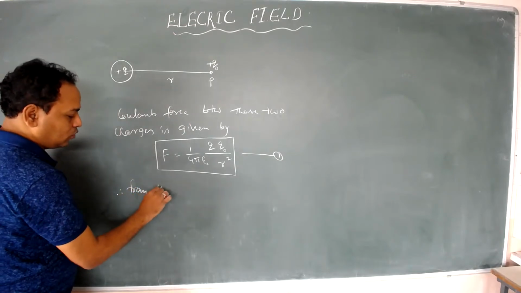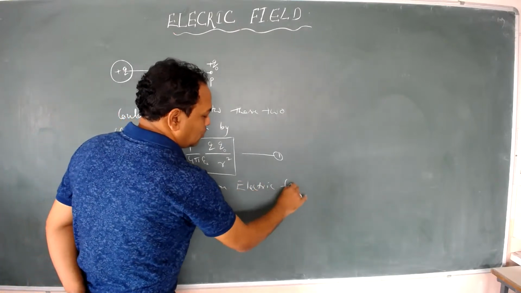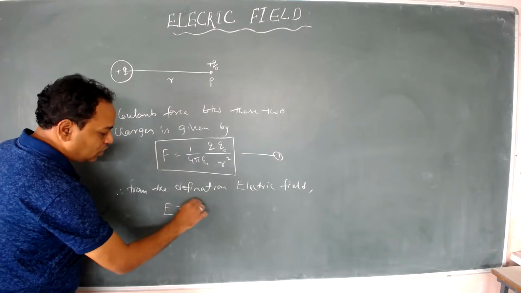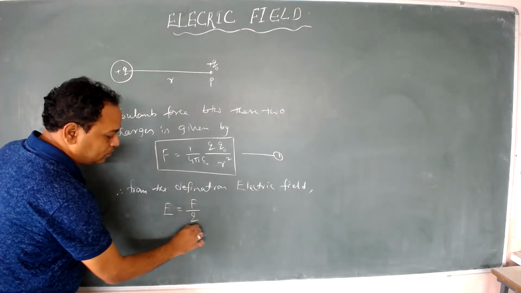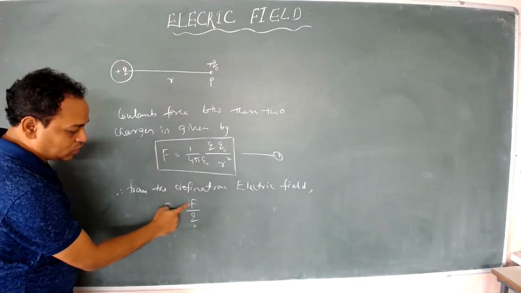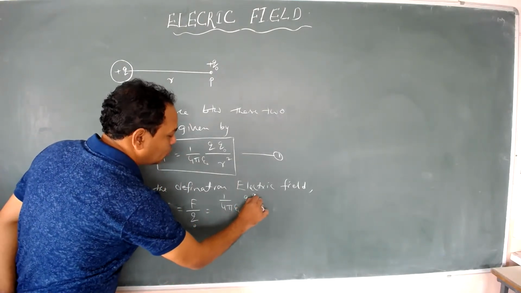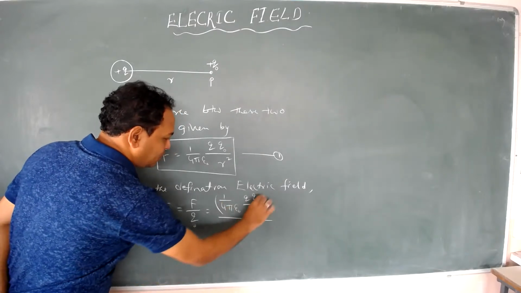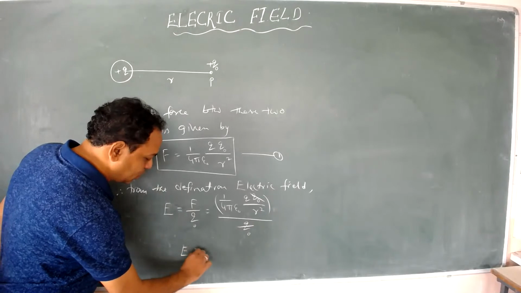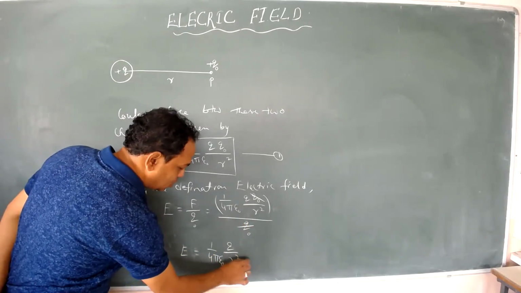Therefore, from the definition of electric field, as we know, E is equal to F by Q naught. That is, the force experienced by this unit positive test charge is called its electric field. So that is what I am going to calculate. E is equal to F by Q naught. Therefore, F is 1 by 4 pi epsilon naught into Q naught by R square, whole divided by Q naught. So this Q naught will get cancelled. What is left here? E is equal to 1 by 4 pi epsilon naught into Q by R square.